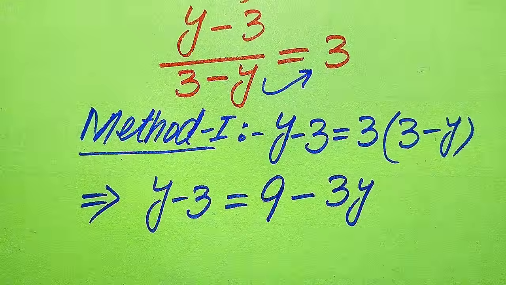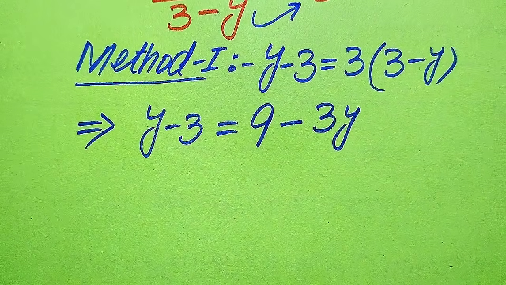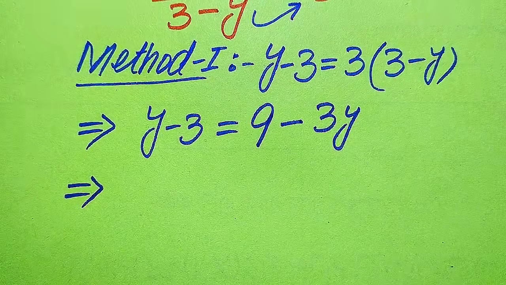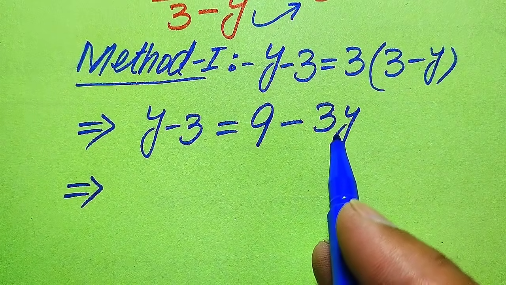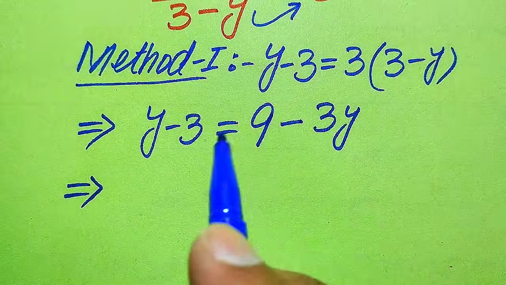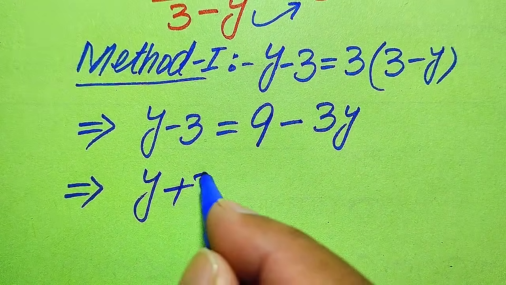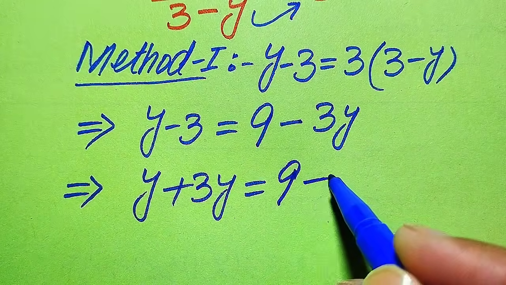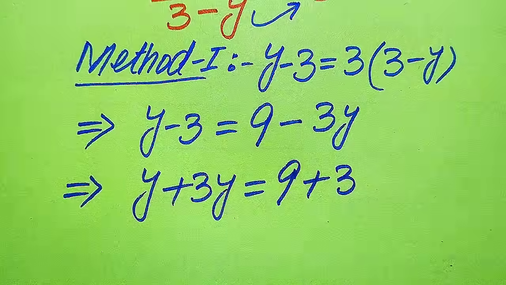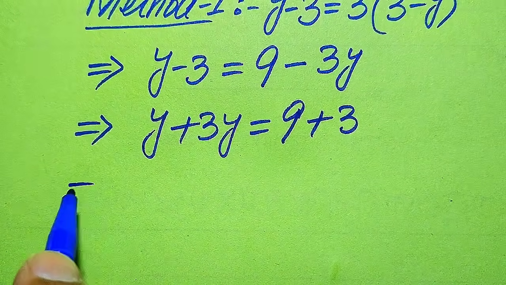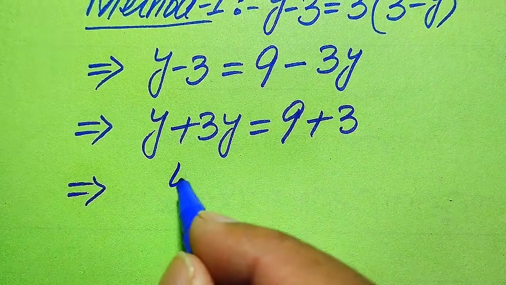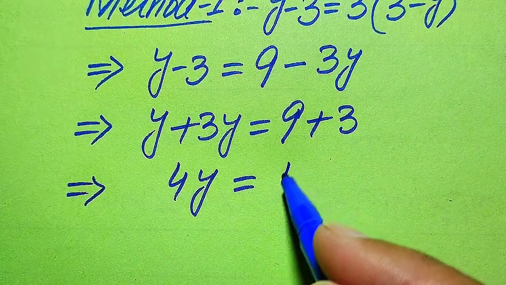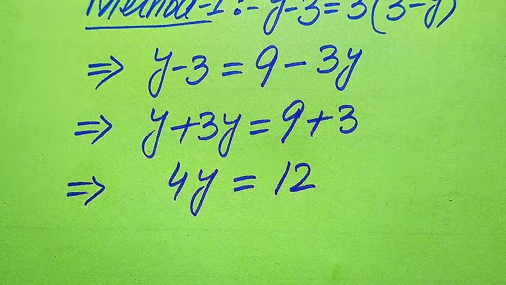Now we need to move the variable terms to the left hand side and all the constant terms to the right hand side. Here we have minus 3y; when we move it from the right hand side to the left hand side, it becomes y plus 3y is equal to, and this is minus 3; when we move it to the right hand side, it becomes plus 3. In the next step, y plus 3y becomes 4y and 9 plus 3 becomes 12.